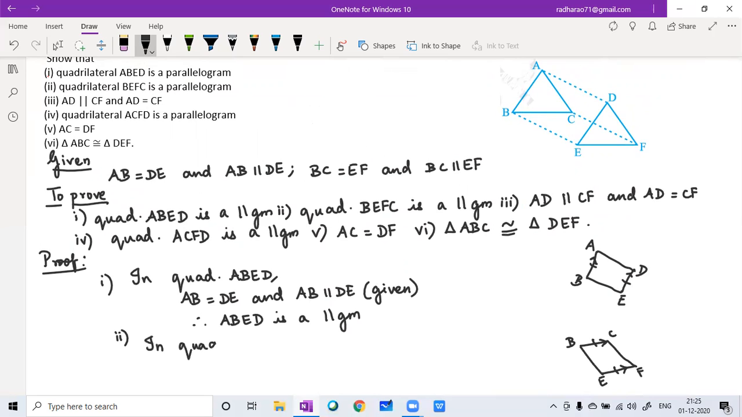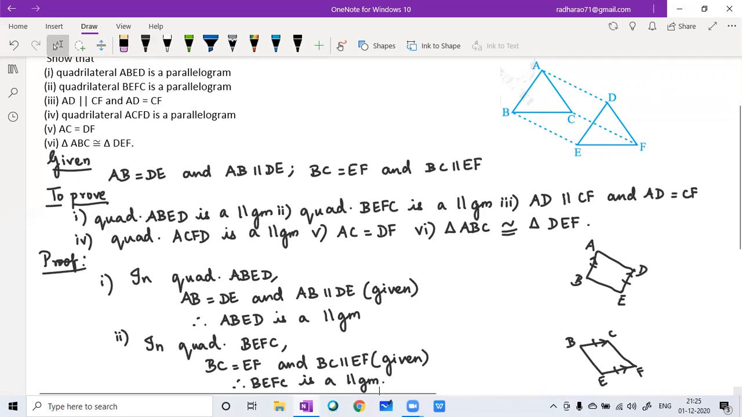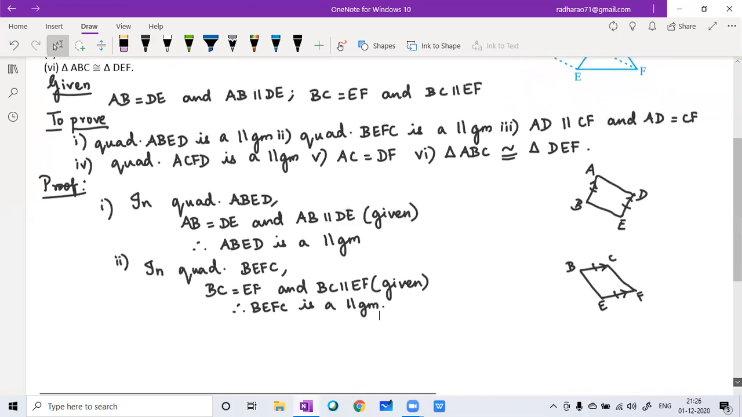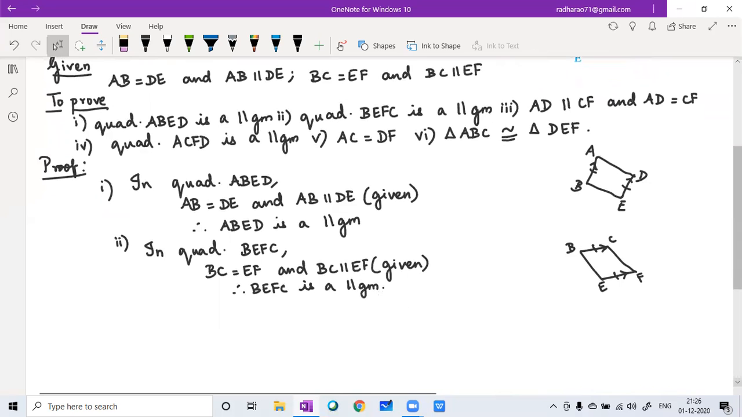So in quadrilateral BEFC, BC is equal to EF and BC is parallel to EF. That is given in the question itself. Since one set of opposite sides is parallel and equal, it becomes a parallelogram. So BEFC is a parallelogram. So when I say it is a parallelogram, not only one set of opposite sides will be parallel and equal, the other set of opposite sides will also be parallel and equal.